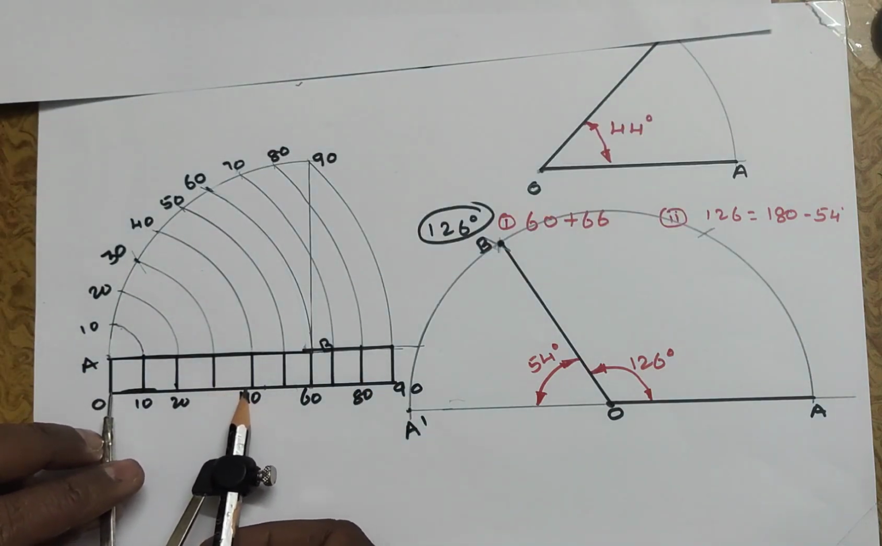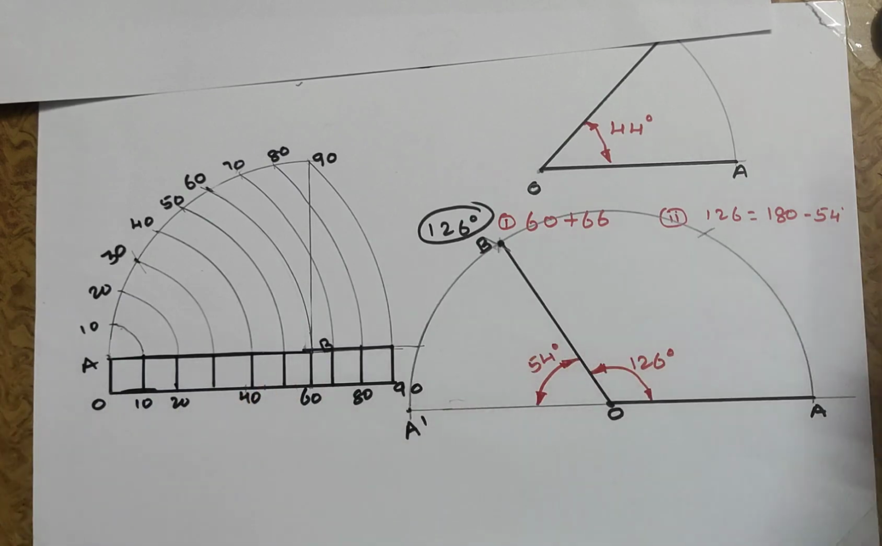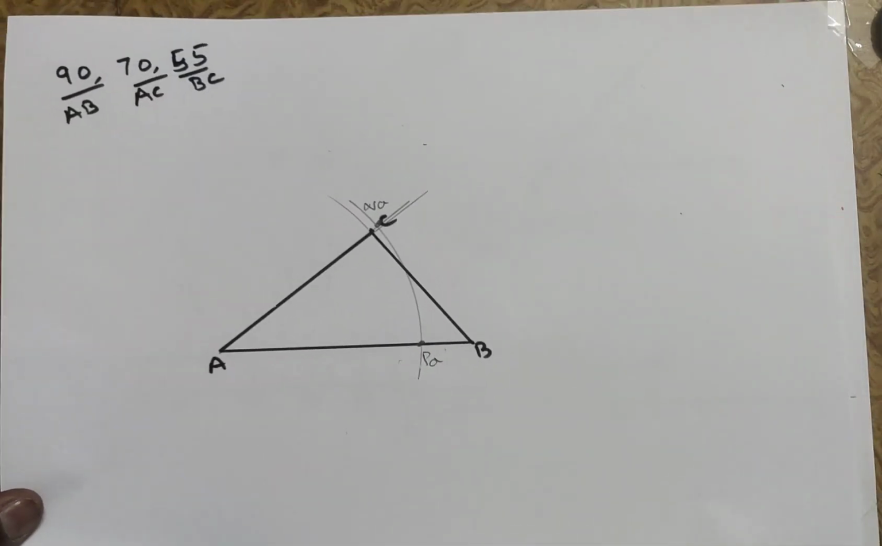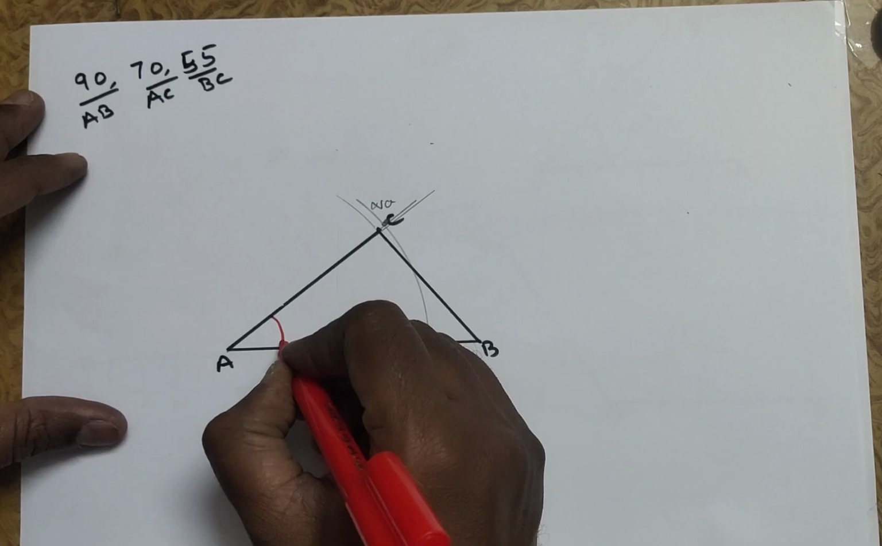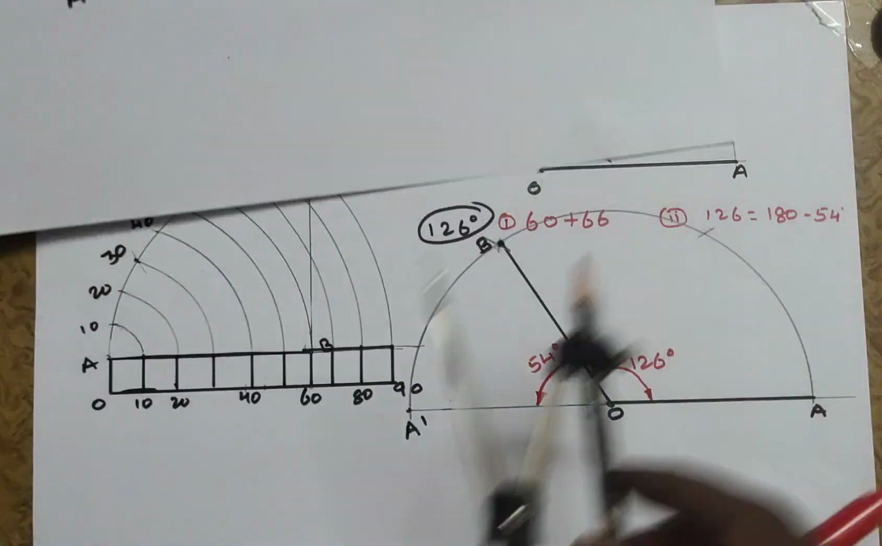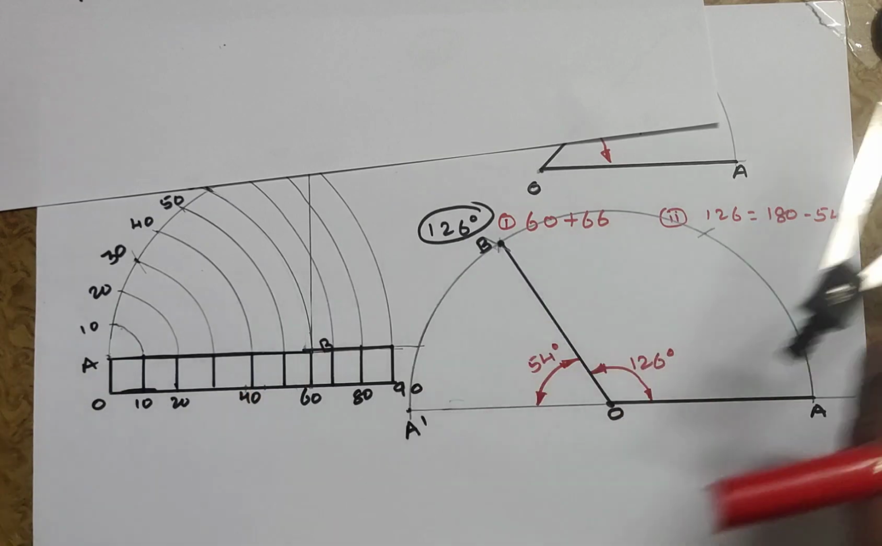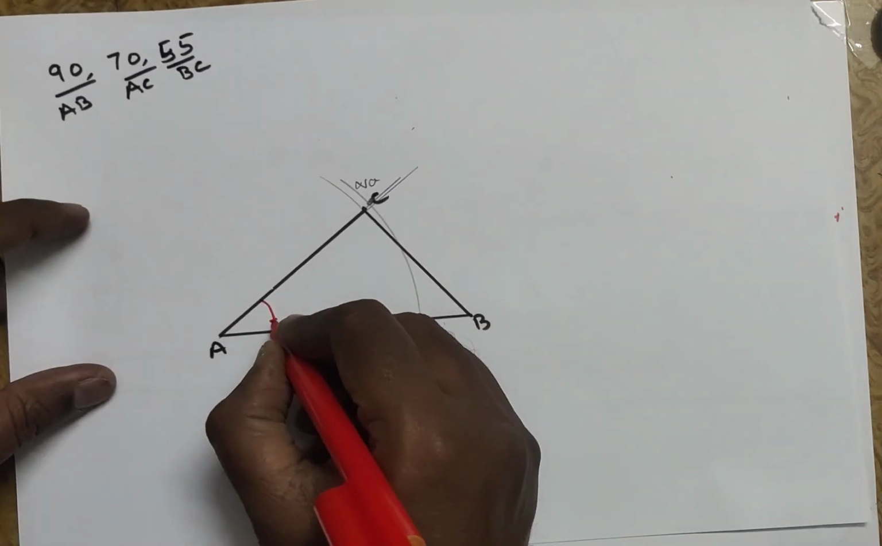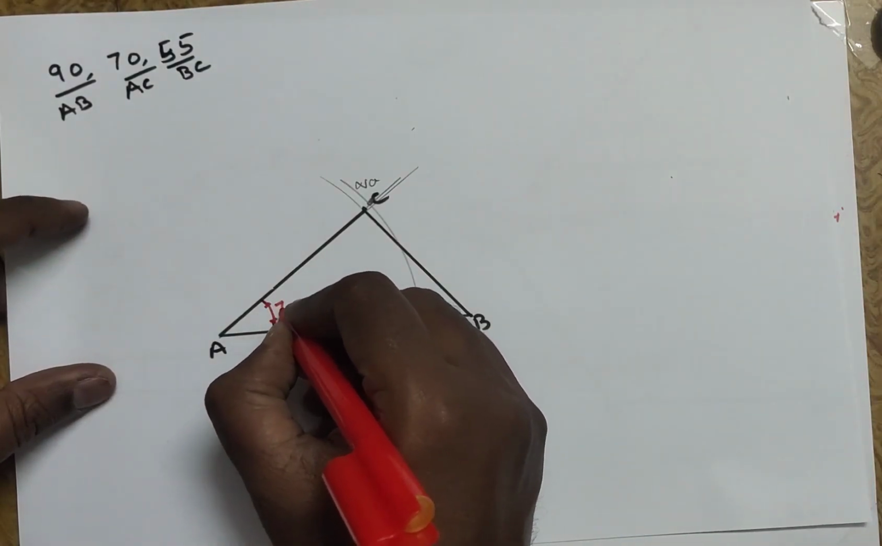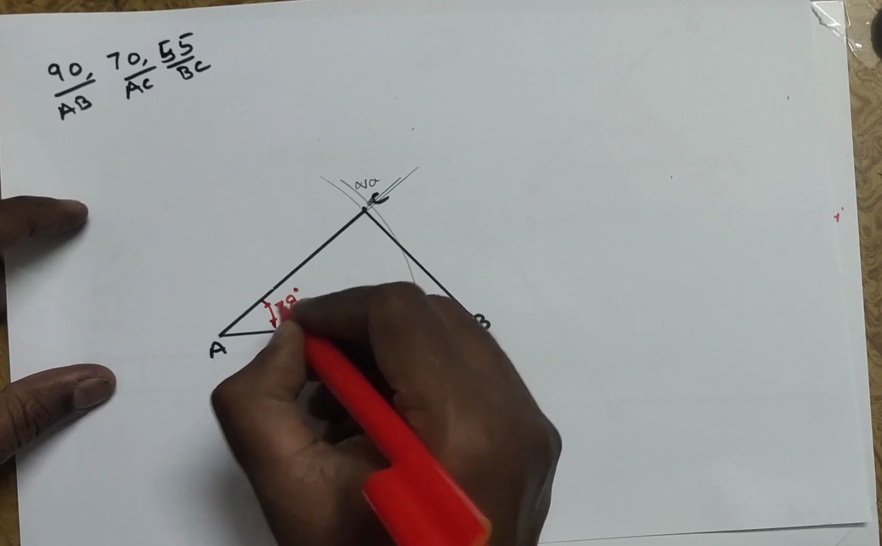Now here if you observe, we got almost 38 degrees. Let me check it once again. Is it 38? Yes, less than 40. It is in between 38 and 39, so we got it as 38 degrees.